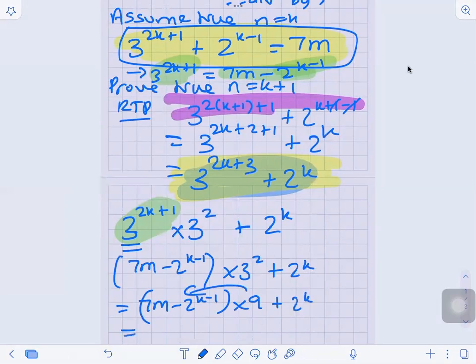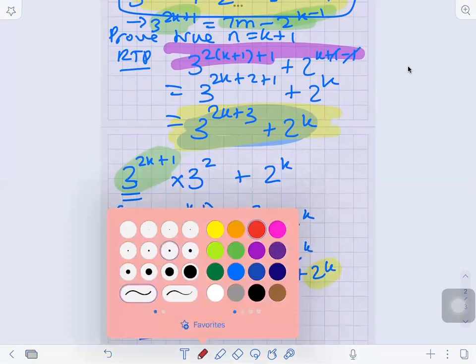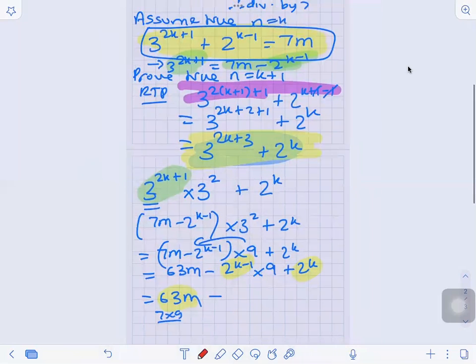Expanding that bracket, 7 nines is 63m, minus 2 to the k minus 1 times 9, and plus 2 to the k. All right, so this part here is divisible by 7 because 7 nines is 63. So that's all good. I don't have to worry about that. What I'm going to do here is look at 2 to the k minus 1 and 2 to the k, and I need to factorize it.